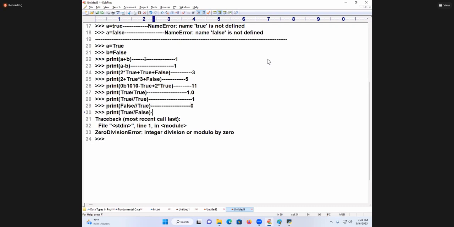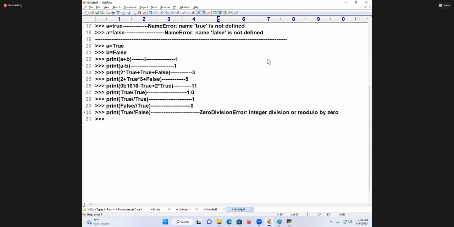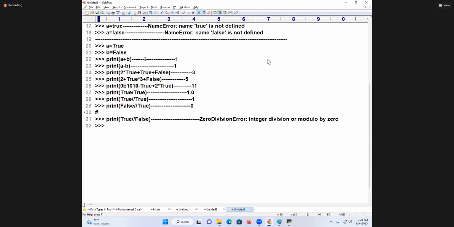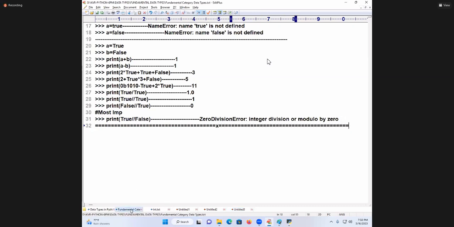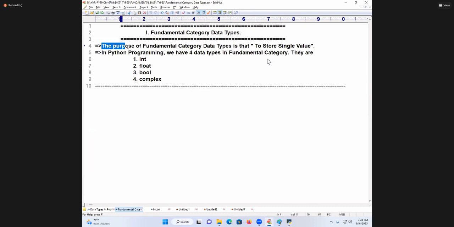So this is the important point. You must take care about this nicely. I'll say one special point, most important. So take care about that. This is about which data type? Bool data type. Coming to this fundamental data, once you read, the purpose of the fundamental category is to store what value? Are we storing a single value only, right?